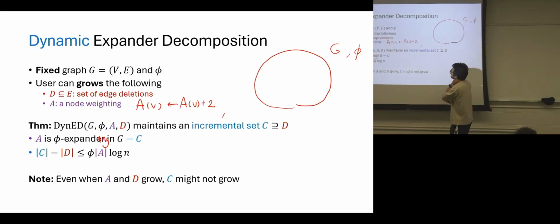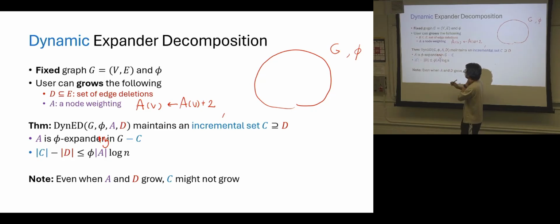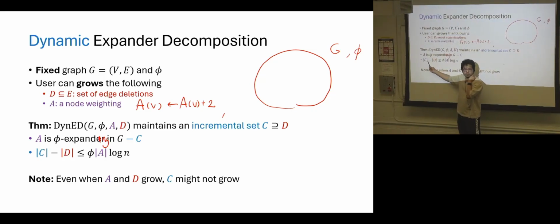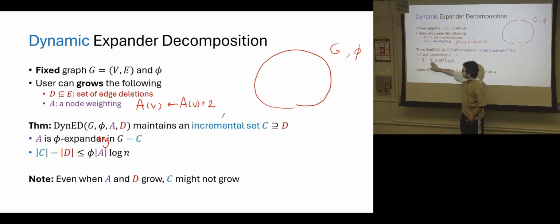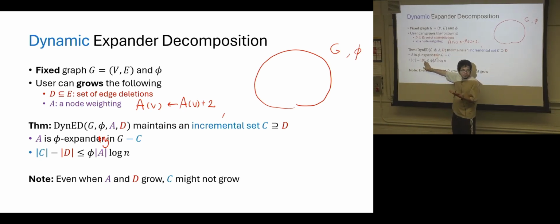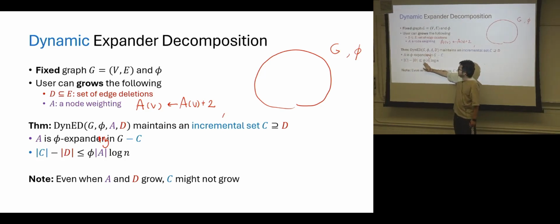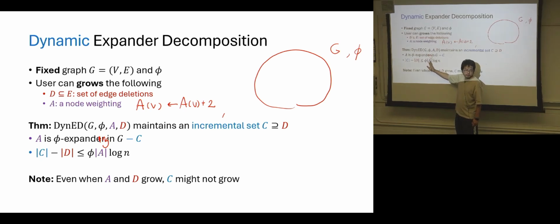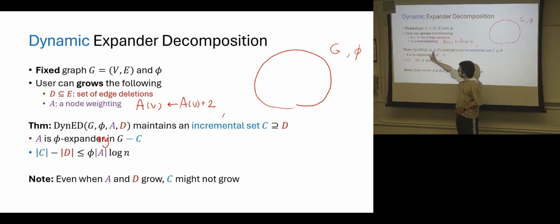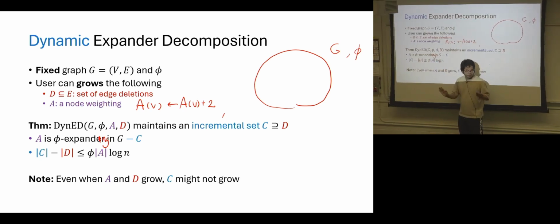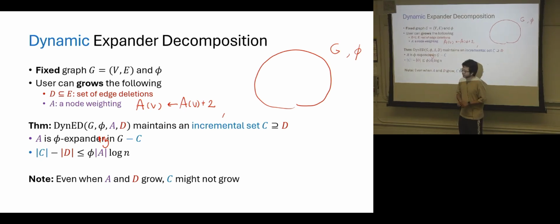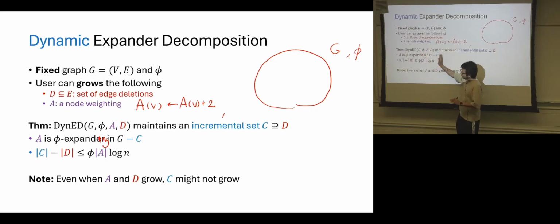And another thing that we want is that the number of edges that we remove from the graph, in addition to the thing that the user removes, this set should be something like of size phi times A. So if you think of D as the empty set, and A is just a static set, this is just like an expander decomposition for A, like in the previous class. So that's the goal.